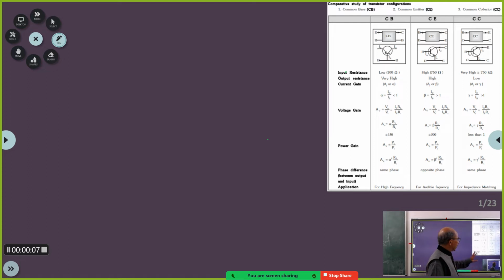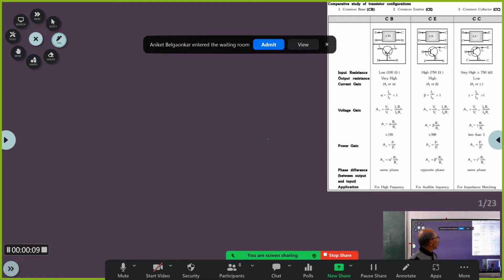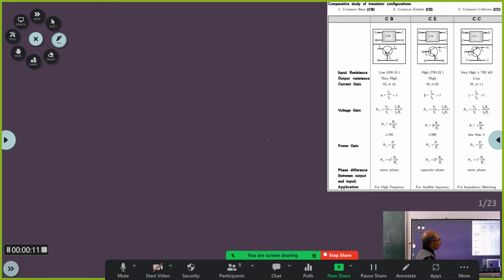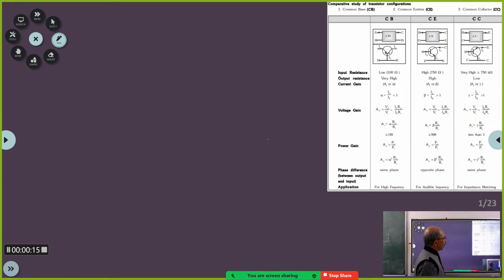I hope you can see what is there on the board here, right? So here you see there are three configurations that are possible: common base, common emitter, common collector. I think the schematic that I have given on the screen is quite clear. Do you have any questions here? Quickly ask.